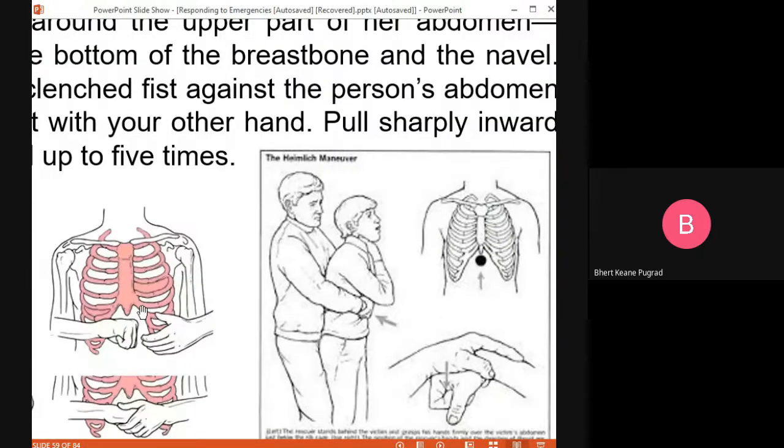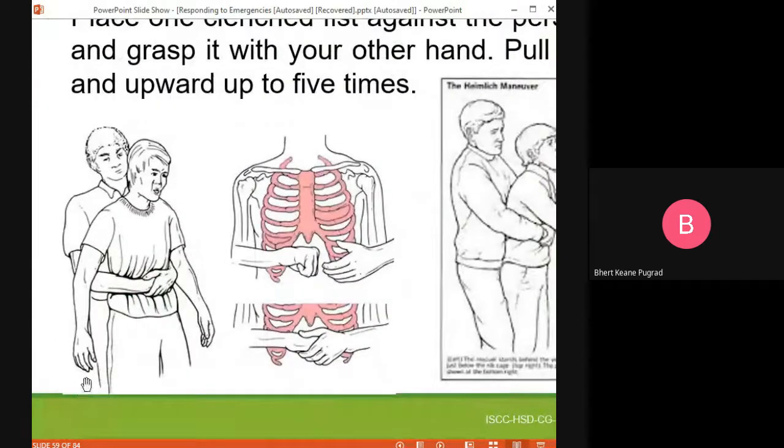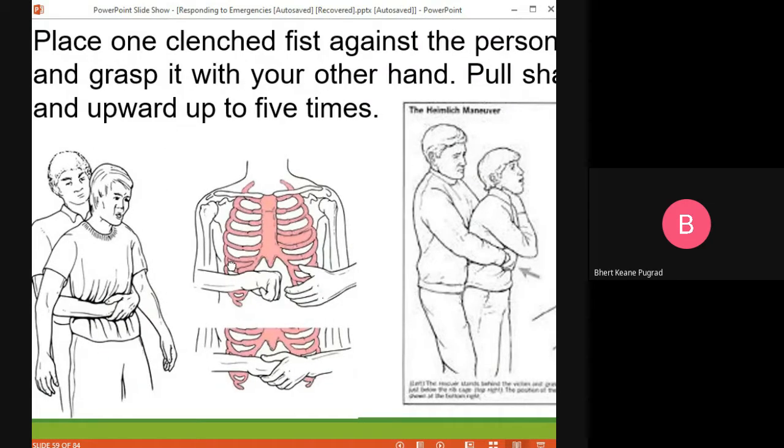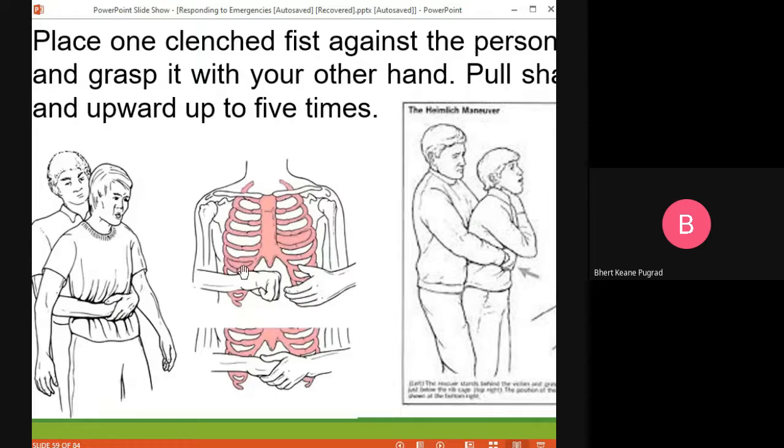So, paano yung gagawin natin? Pumunta ka sa likod ng pasyente, you wrap your hands around the patient's abdomen, but there should be a proper way of wrapping. Do not just hug your patient, okay? You need to clench your hand. Clench your hand, parang sa boxing na ganyan, no? And ilagay mo sa baba ng xiphoid process mismo.